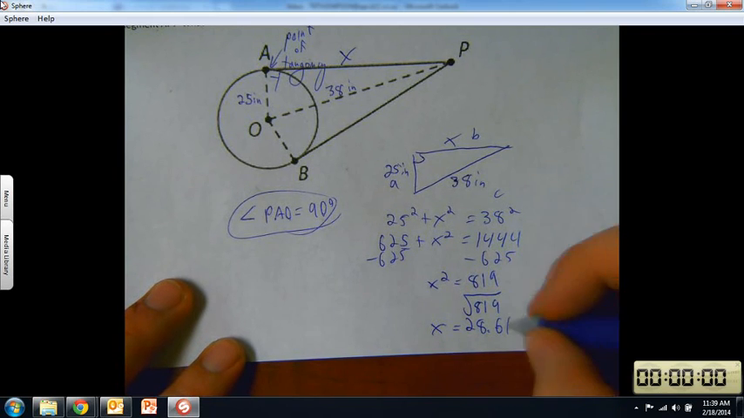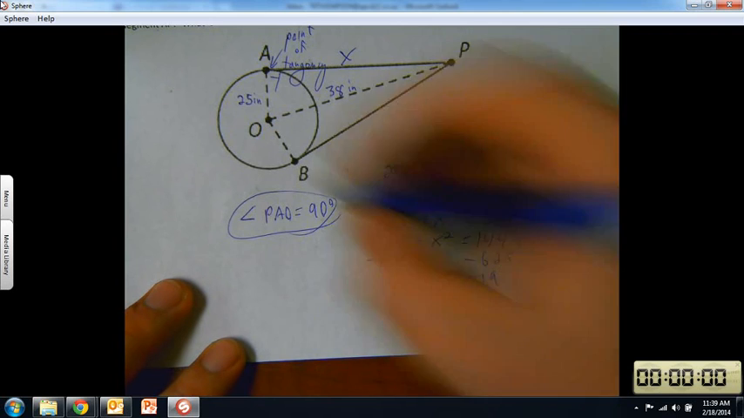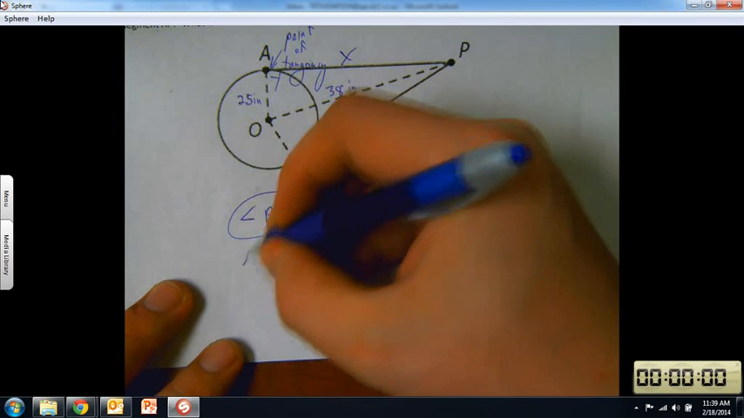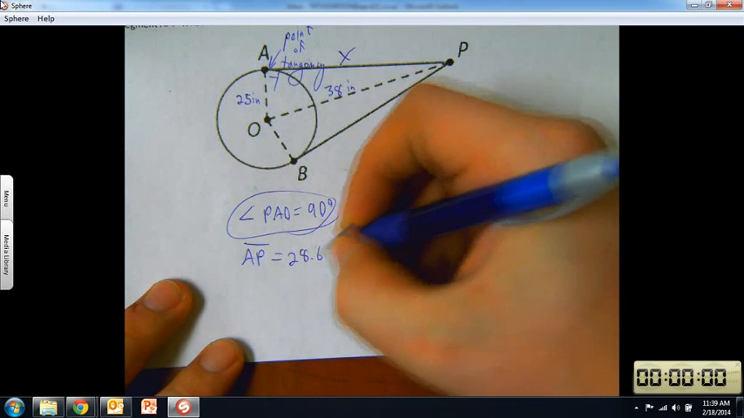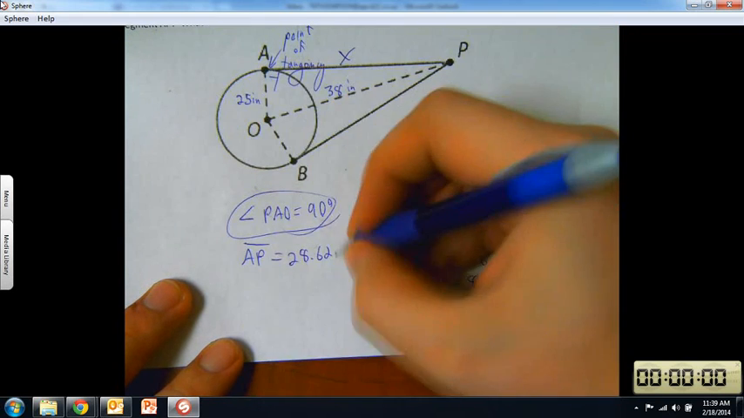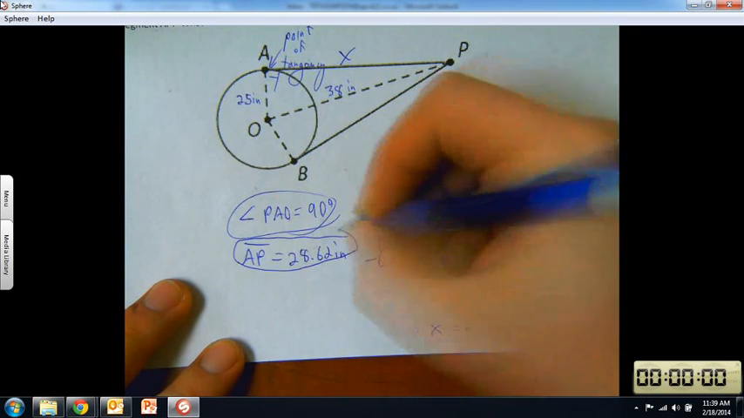That's 28.62 if we round up. And that is measurement AP. So line segment AP equals 28.62 inches. And there's the quiz.